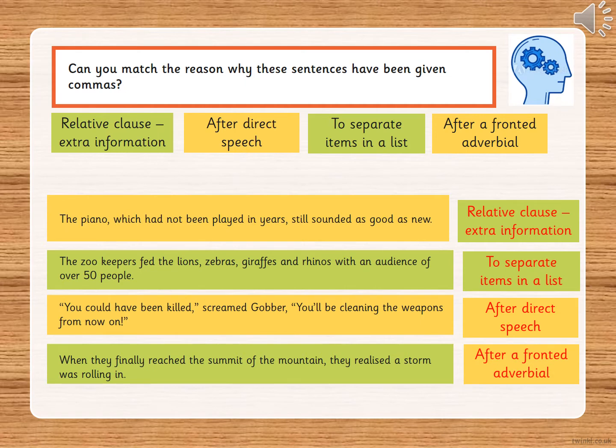Let's see if you got them right. The piano, which had not been played in years, still sounded as good as new. Commas have been used here because it is a relative clause. There is extra information. Which had not been played in years is the extra information. The zookeepers fed the lions, zebras, giraffes and rhinos with an audience of over 50 people. Commas have been used here to separate items in a list.